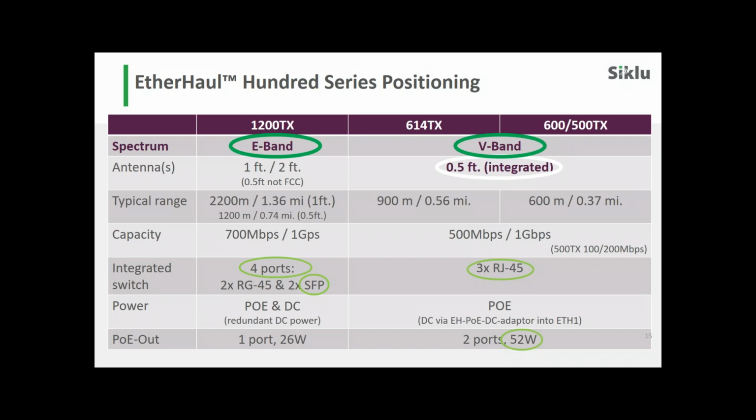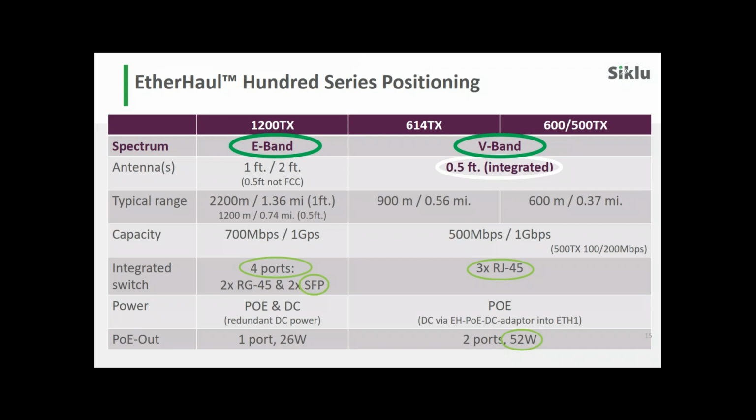The 614, 600, 500 have better PoE-Out option, so it's 2 ports and twice the amount of power out of the radio, which means that if you need to collocate additional radios, if you need to deploy maybe a camera, Wi-Fi access points, a small cell, you might be able to take advantage of the built-in switch and the PoE power coming out of it, and that can be a reason to prefer the 614 or 600 over the 1200TX.